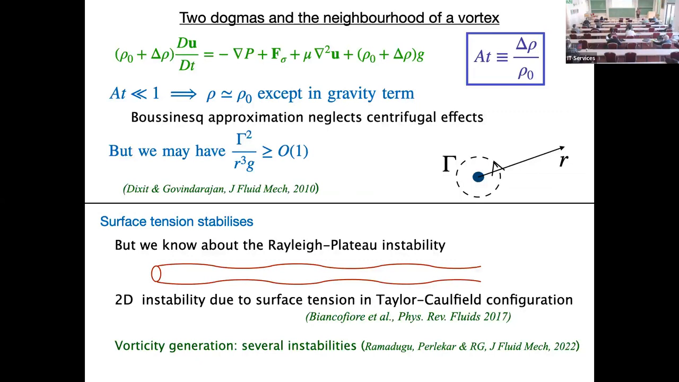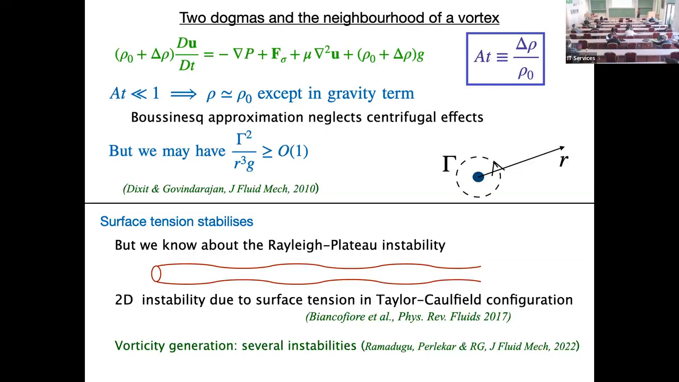So we all know surface tension stabilizes, but we also know about the Rayleigh-Plateau instability, which is very, very old. And the interesting thing here is, suppose you have a cylindrical column of fluid. It is subject to an instability like this, and then it will break into droplets. Because it's three-dimensional, this surface undulation actually has less surface area than an undisturbed cylinder. So surface tension wants to reduce surface area, and because of that, the Rayleigh-Plateau instability happens.